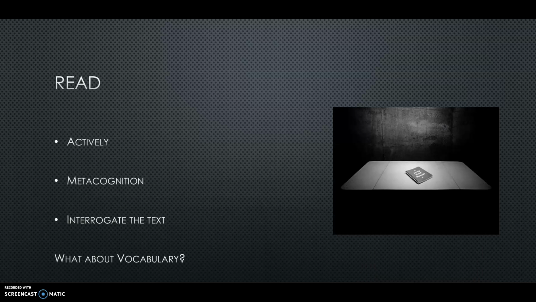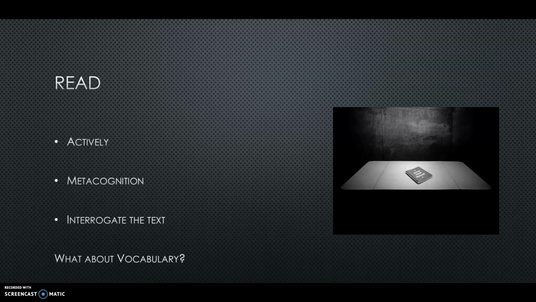So that's survey S, question Q. The first R is read. And you want to read actively. You don't want to be passive, because that's when you waste your time. You're like, oh, I just spent 3 minutes reading that page and I don't remember what I read. Well, that was 3 minutes wasted. You might as well not even have been reading. So when you read actively, you read for metacognition. That means thinking about your thinking and whether your information is clicking or whether it's clunking.